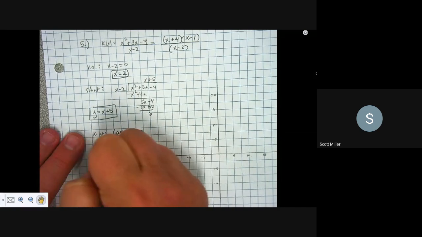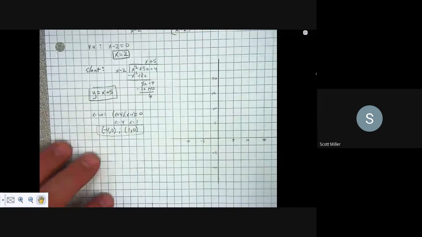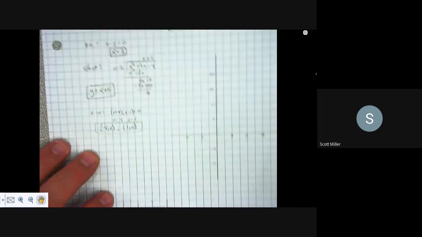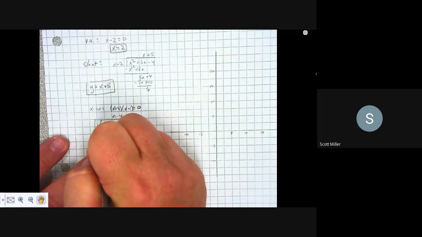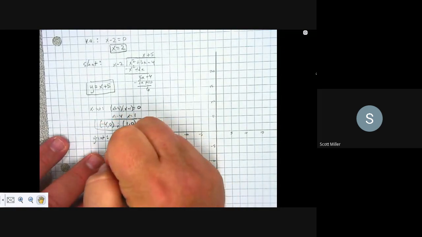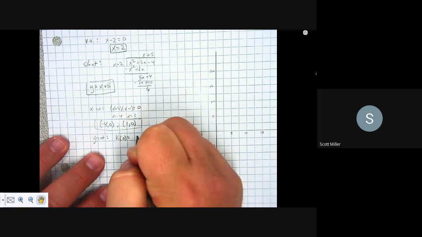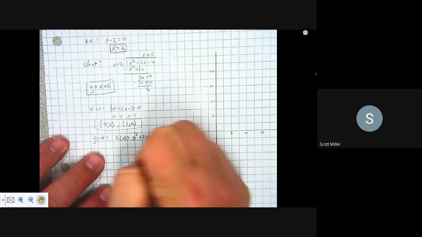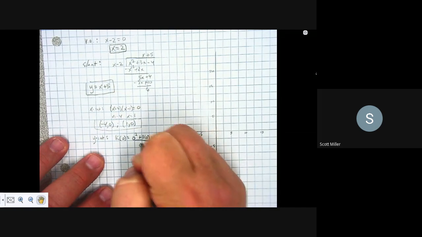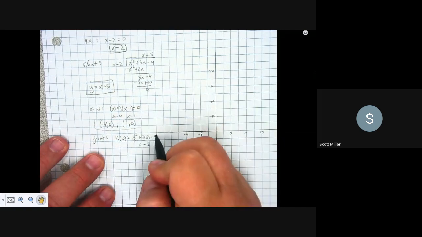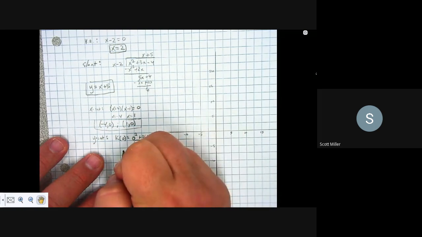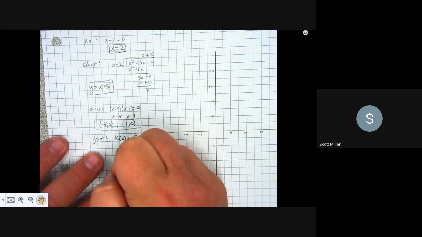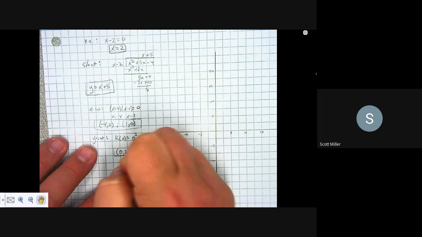We have two x-intercepts. We want to look for the y-intercept. The y-intercept is when I plug in 0 for x. So what is k at 0? It will be 0 squared plus 3 times 0 minus 4. On the bottom, I'll have 0 minus 2. So it's going to be -4 divided by -2, which is going to be +2. 0, 2 is my y-intercept.